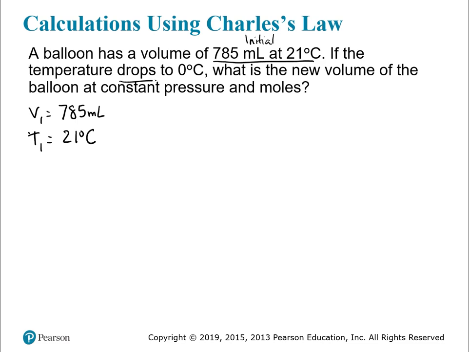If the temperature drops to 0 degrees Celsius, what is the new volume? So V2, no idea. We're going to calculate that. T2, that's our new condition. The temperature drops to 0 degrees Celsius. Now, before you start doing anything, before you even identify which gas law to use, make sure that you convert the temperatures in Celsius to Kelvin. If you don't do it first, you might forget. And if you forget, you're going to get a very wrong answer. So convert to Kelvin. Remember, for Kelvin, you have to add 273.